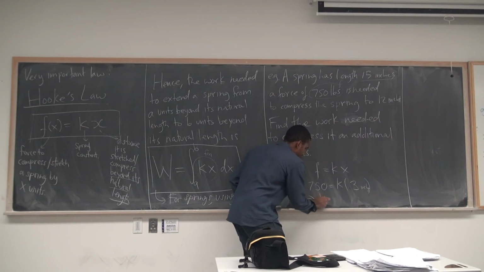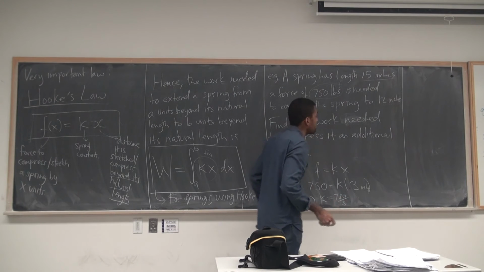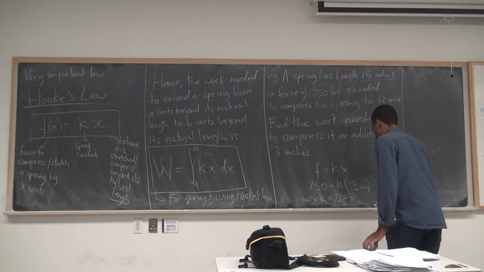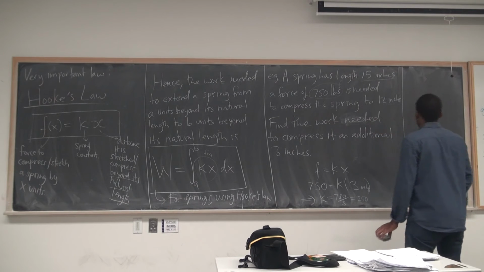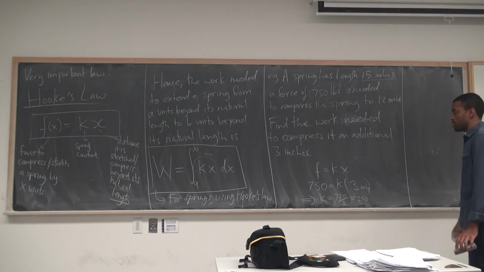So then I can figure out what K is. K is just going to be 750 over 3. Is that a nice number? 250. So K is 250.